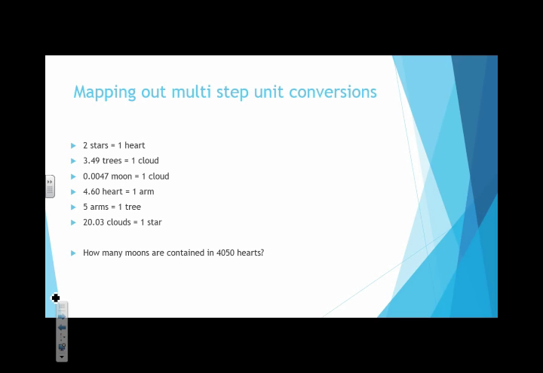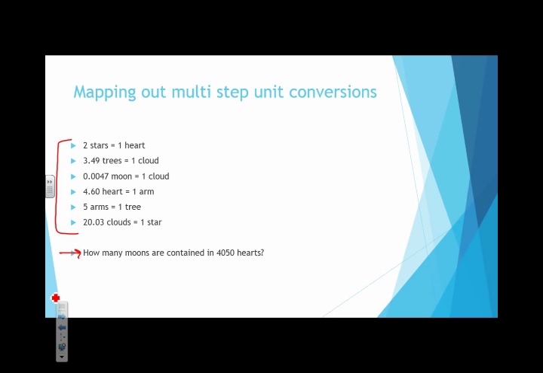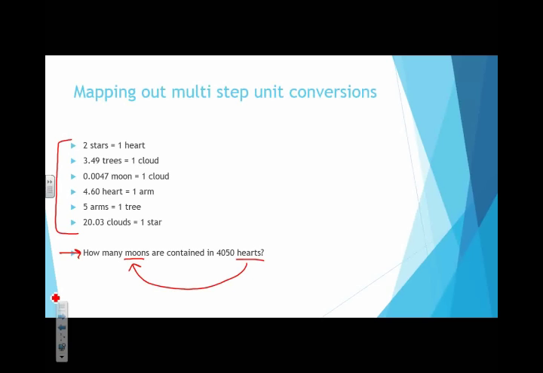When we're looking at a multi-step unit conversion, we want to think about where we need to go in the process and where we don't need to go in the process. Because when you're faced with a unit conversion problem, often you're given a variety of information, different units and their conversions that may or may not actually be helpful. So when we're reading this question down here, how many moons are contained in 4,050 hearts, our objective here is to figure out a pathway that'll take us from hearts to moons.